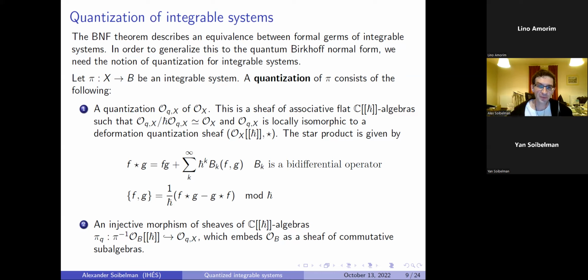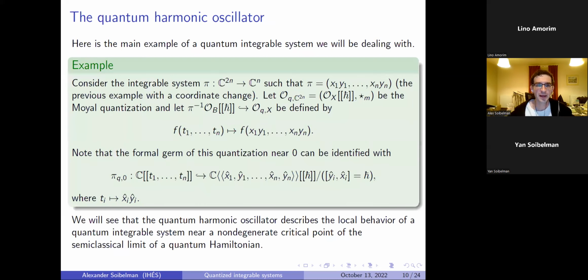So now that there's a quantization for these integrable systems, I want to give an example, which is sort of the counterpart of the examples for classical integrable systems that I gave before. And once again, starting off with X equals C to the 2n and B is C to the n. Then pi is as before. It's these pairwise products. So it's the coordinate changed version of that previous example.